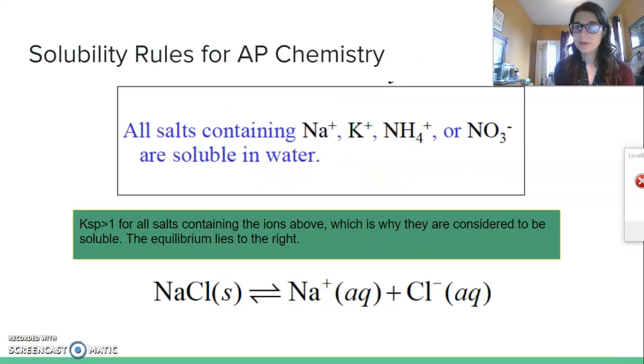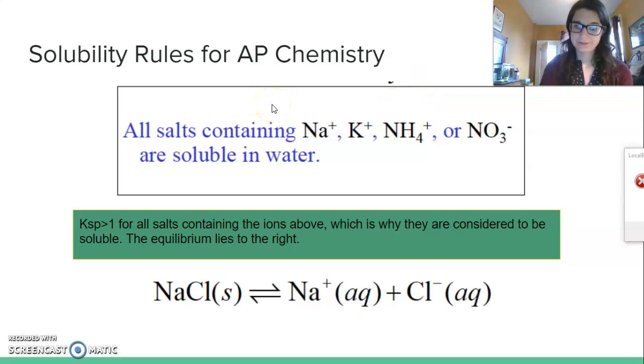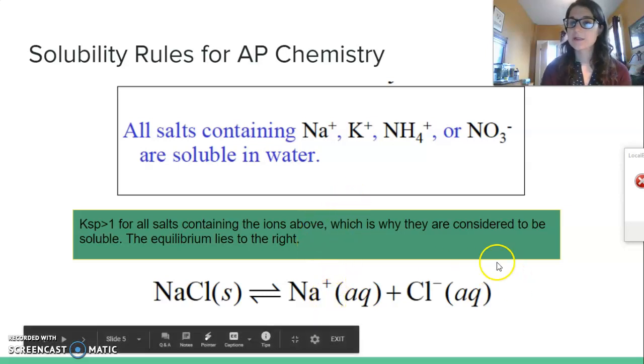Remember, our solubility rules specifically for AP Chemistry: anything with sodium, potassium, NH4+, or NO3- is considered soluble. It will break up in water. Ksp is going to be greater than 1 for all salts that contain the ions listed as common ions for soluble compounds for the AP test. The equilibrium lies to the right for these compounds, so we have high concentrations of the ions, which tells us that it is very soluble.